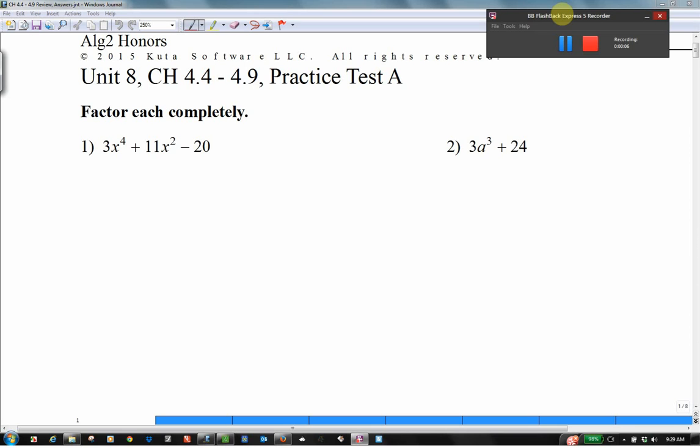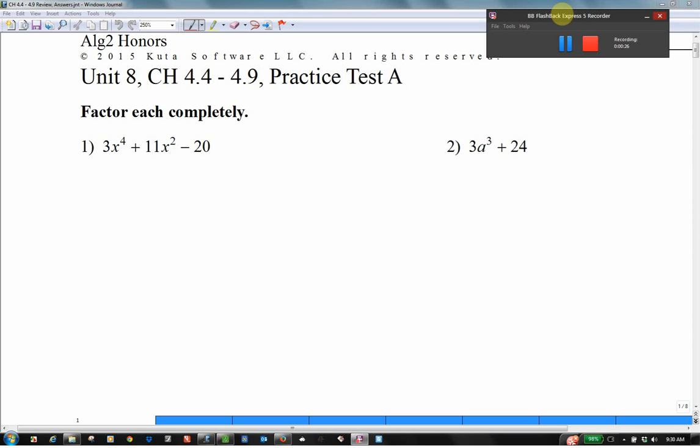Okay, the first problem for the practice test is to factor. So we do not have to solve this. All we have to do is factor it. So the first thing I'm going to do is look at it to see if there's anything that I can pull out. I notice I have some x's, but there's no x on the 20, and there's nothing that can factor out from a number. So I'm going to have to factor it with AC middle.